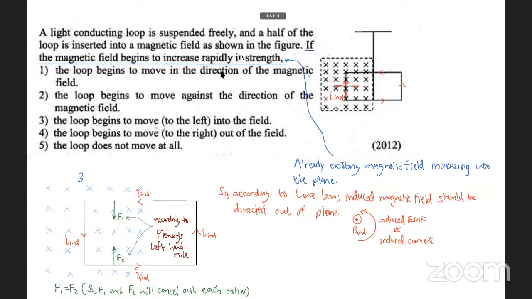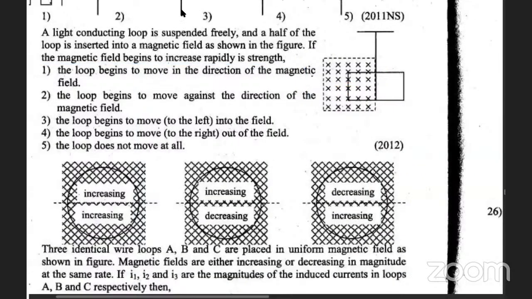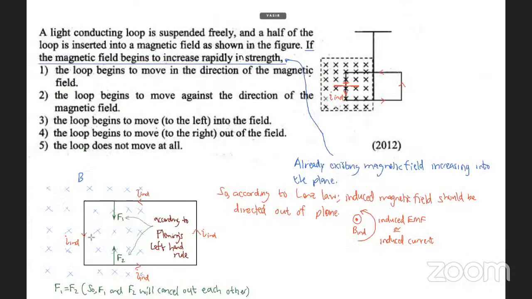Okay, so tell me now, the force acting here, with current downwards and magnetic field into the plane, therefore there will be a force towards right, like this, F3. F3 is also determined using Fleming's left hand rule. So what's the resultant force?